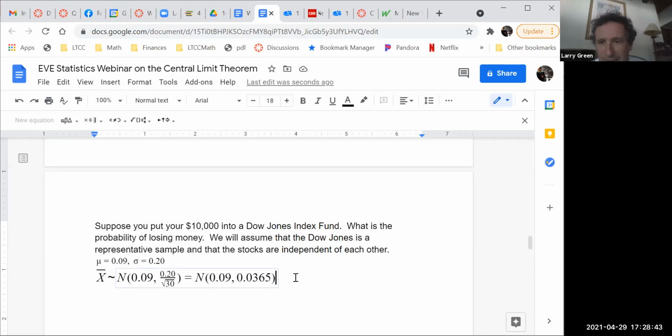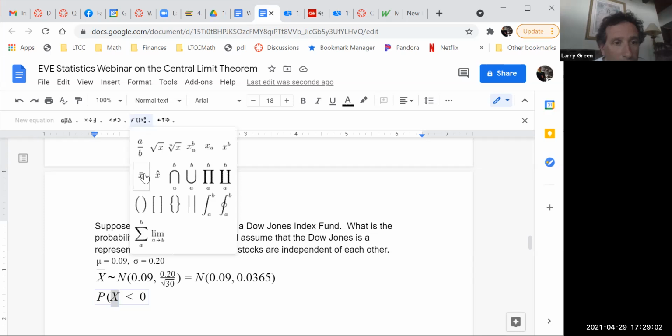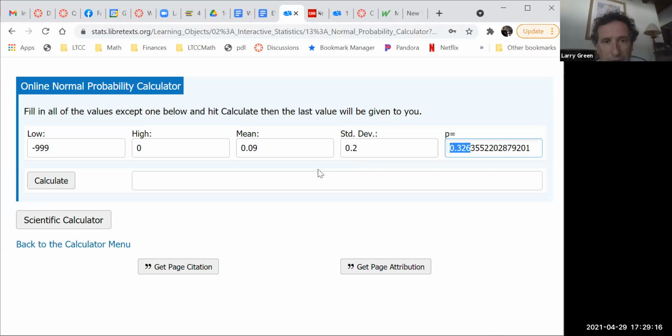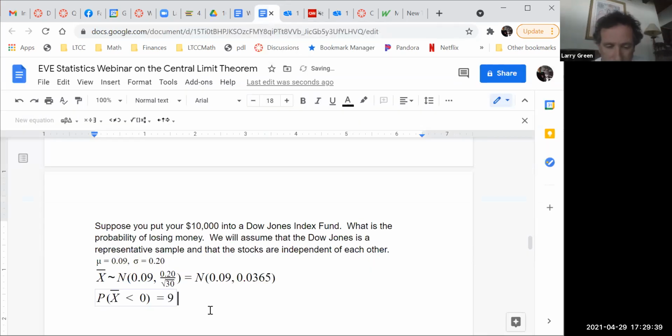Okay. So now we want the probability that not X anymore, now it's X bar, is less than 0. So it's the probability that X bar is less than 0. And let's find it. So now our new standard deviation is 0.0365. And really, that's the only thing that changes. Any questions on that so far? And hit calculate. And you get 0.0068 approximately. So now we're talking about less than 1% chance of losing money.